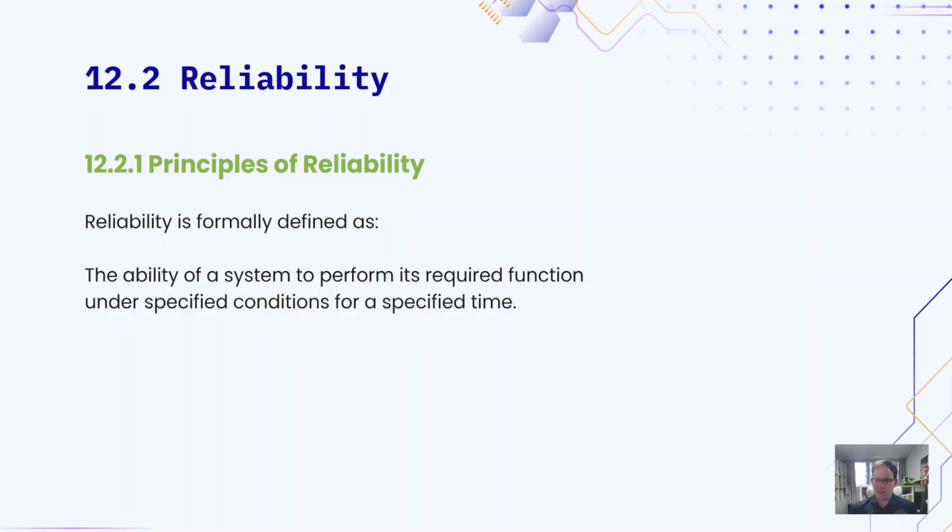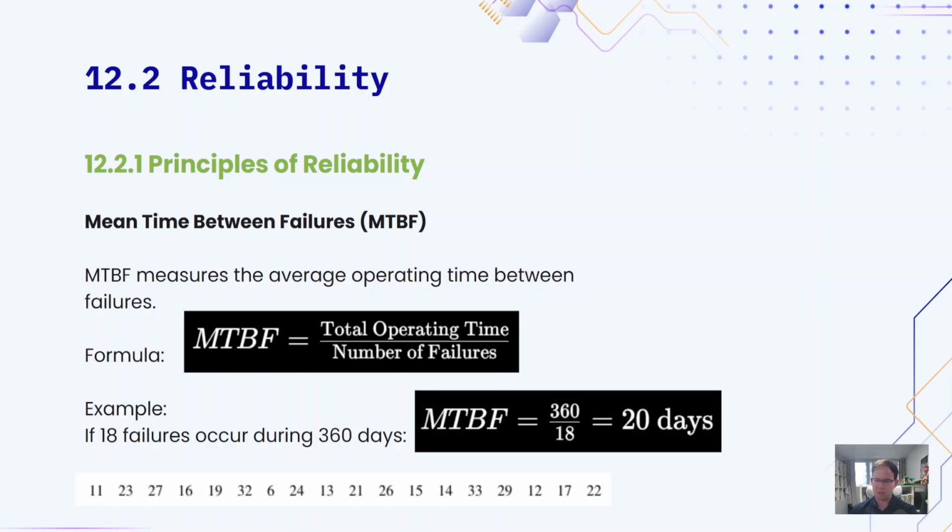It's formally defined as the ability of a system to perform its required function under specified conditions for a specified time, and these are some of the ways to calculate that. The first way is mean time between failures, called MTBF. It measures the average operating time between failures. So we have this formula here, which is the total operating time divided by the total number of failures. For example, if failures occur in this pattern, there are 18 total failures here, I believe. This is kind of randomized, right?